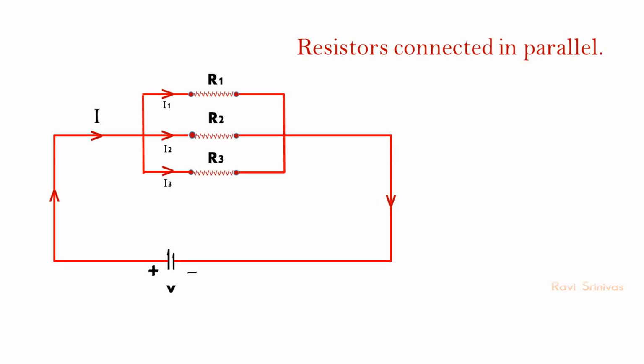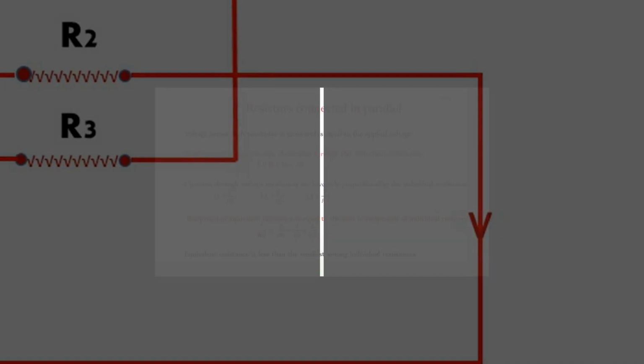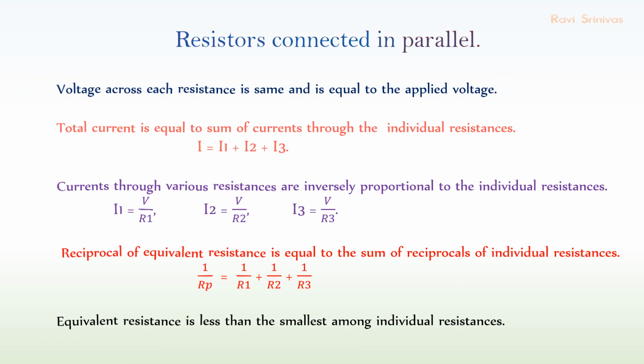We see in the diagram three resistors R1, R2 and R3 connected in parallel. We can also see that current I divides into I1, I2 and I3 across the three resistors R1, R2 and R3 respectively. We are now going to learn more about parallel combination of resistors.